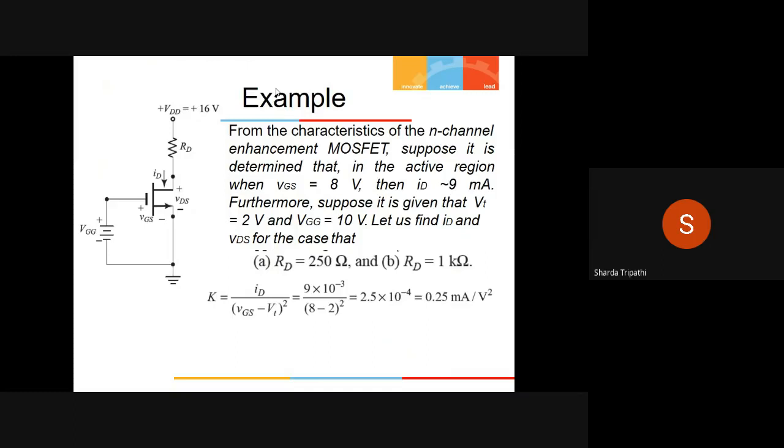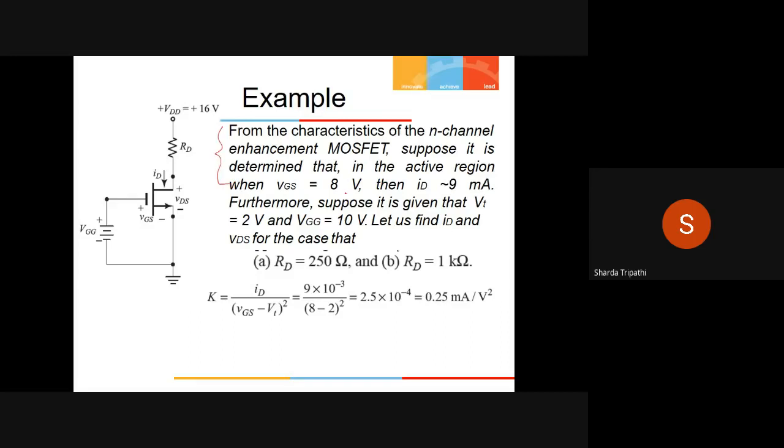So this is the first example. This type of circuit we have already seen in the case of the depletion type MOSFET as well as for the JFET, but because the equations are different, we are going to see this again. So what does the example say? It says that from the characteristics of an N-channel enhancement MOSFET, suppose it is determined that in the active region, when VGS is 8 volts, then ID is approximately 9 milliamperes. So just pay attention to the language which is written over here.